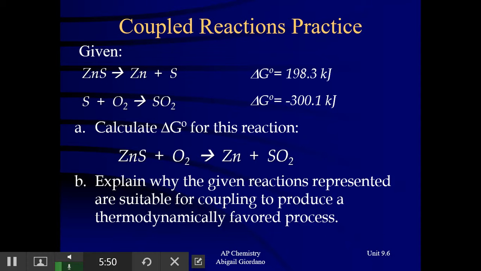So I want you guys to pause the video and try this one. It's the exact same sort of setup. You have two reactions. Think Hess's law. I want you to pause the video and answer both parts A and B.